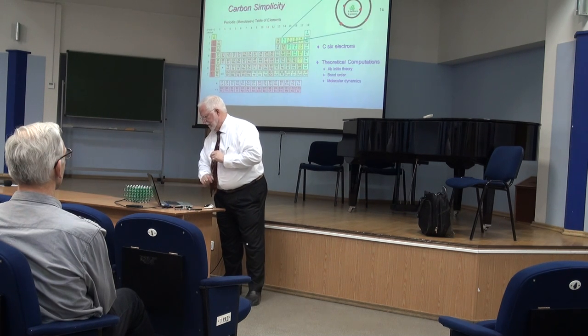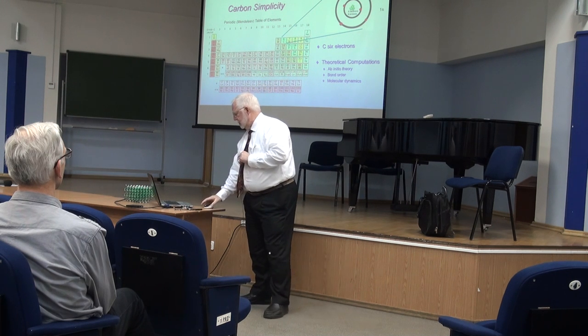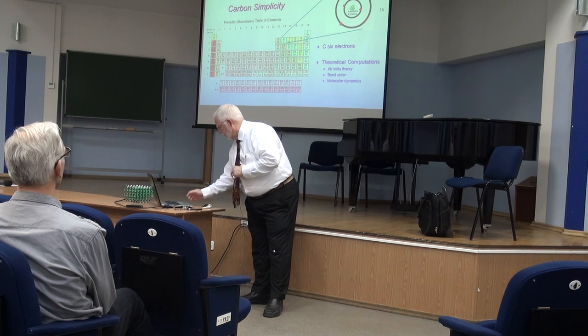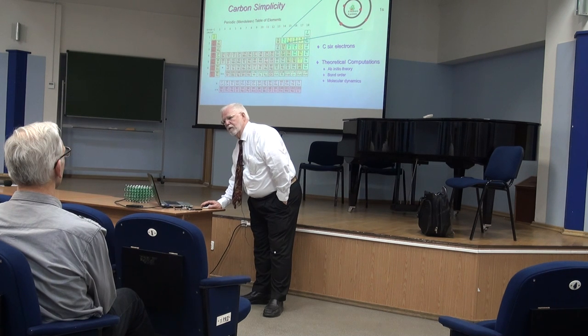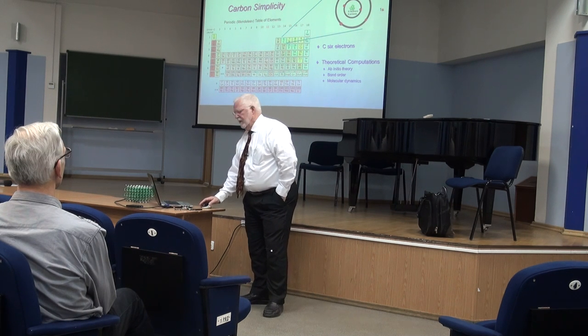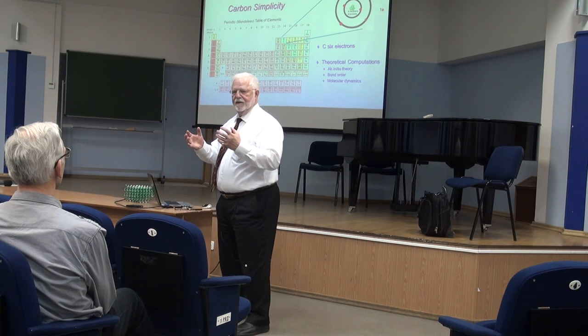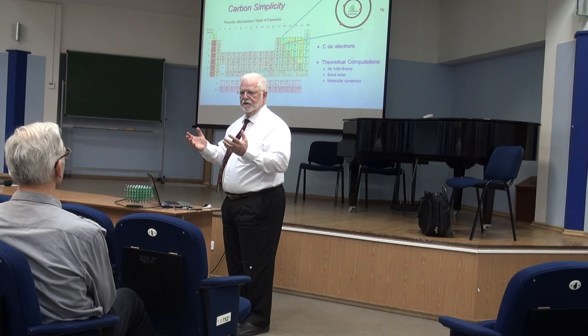So first, let's talk about carbon. Carbon is a second-row element with 6 valence electrons. So we have 6 valence electrons, 2 in the core, 1s shell, and 4 distributed between the 2s and 2p shells. Because it has so few electrons, it's actually the ideal substance to do theoretical calculations on.